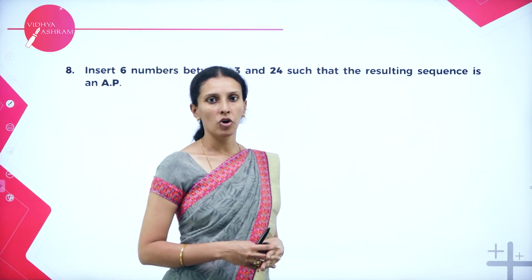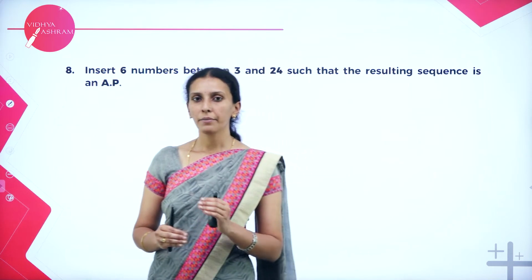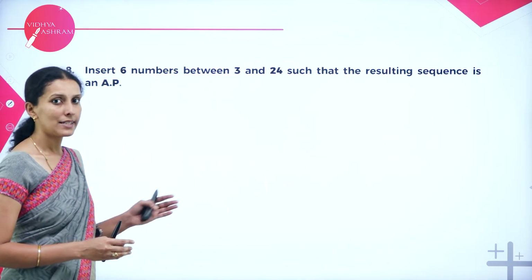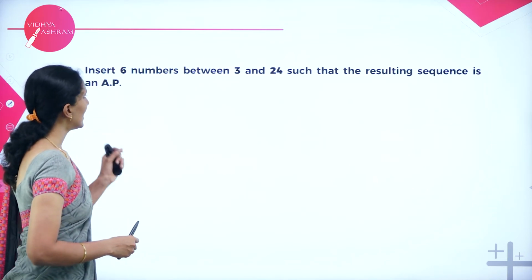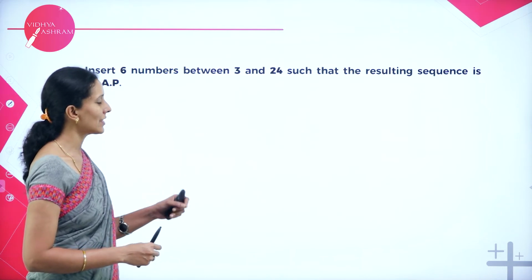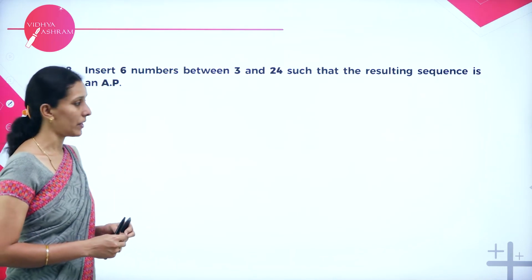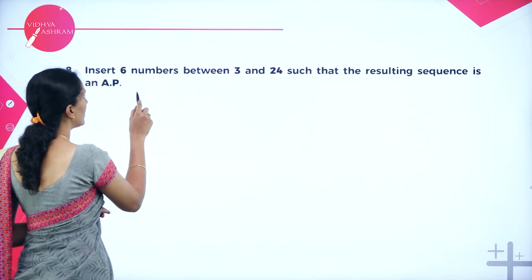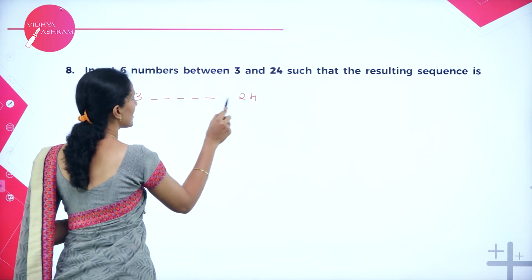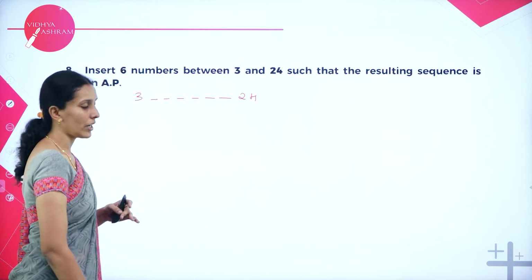Next, here we come across the problems on AM and GM, that is arithmetic and geometric mean between 2 numbers. Let's see the problems now. Insert 6 numbers between 3 and 24 such that the resulting sequence is an AP. So clearly between 3 and 24, we have 6 different numbers.